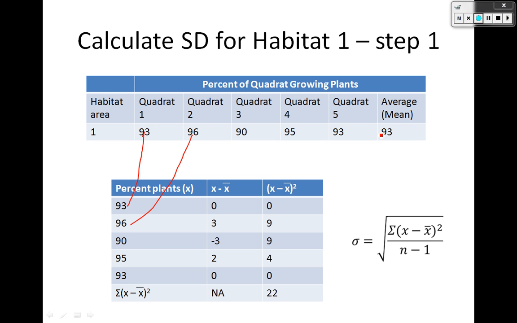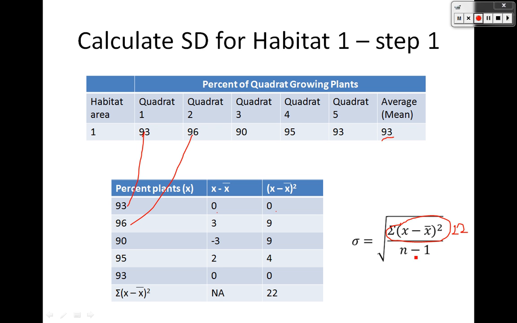That's what the sum of means. So 93, here's our average, is 93. 93 minus 93 is 0. 0 squared is 0. 96 minus 93 is 3. 3 squared is 9. 90 minus 93 is negative 3. Doesn't matter that it's negative, because negative 3 squared is also 9, and so forth. So you can see where the 4 and the 0 are coming from. I then add all those up. 9 plus 9 plus 4 plus 0 is 22. So that's this part of the equation here. I've now done that. So this is 22.